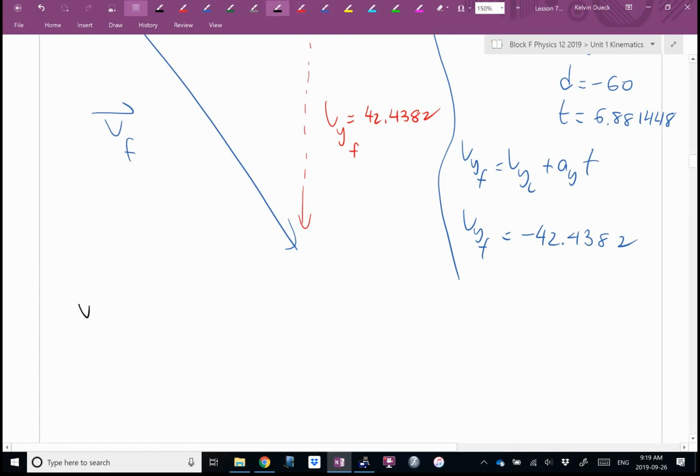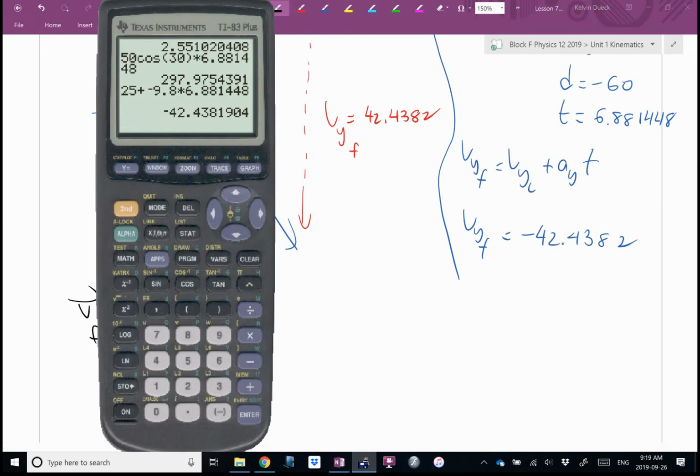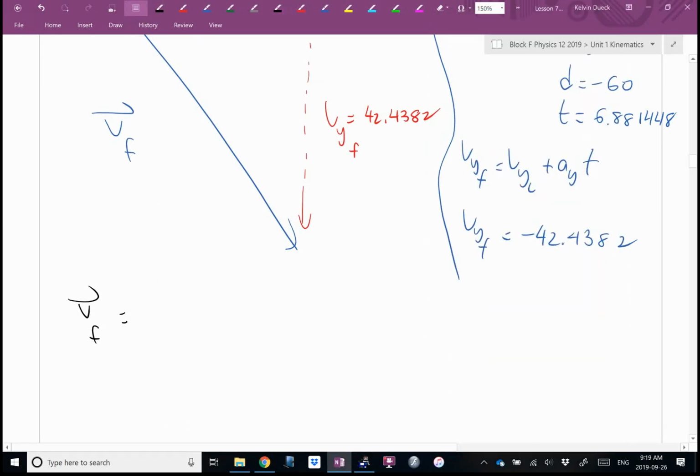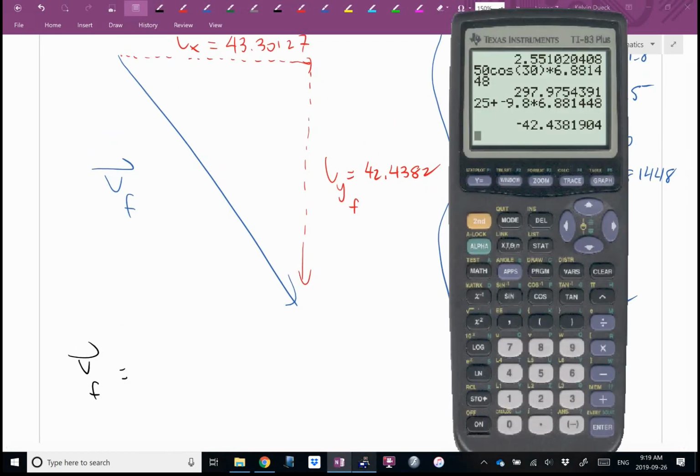Yep. V final is going to be as a magnitude. Oh, you know what? I have this number on my calculator conveniently, so it's going to be this number squared plus 43.30127 squared, square root. 60.6 meters per second.